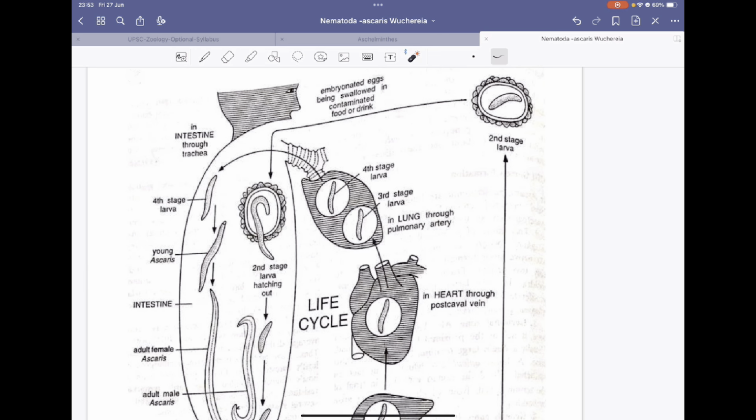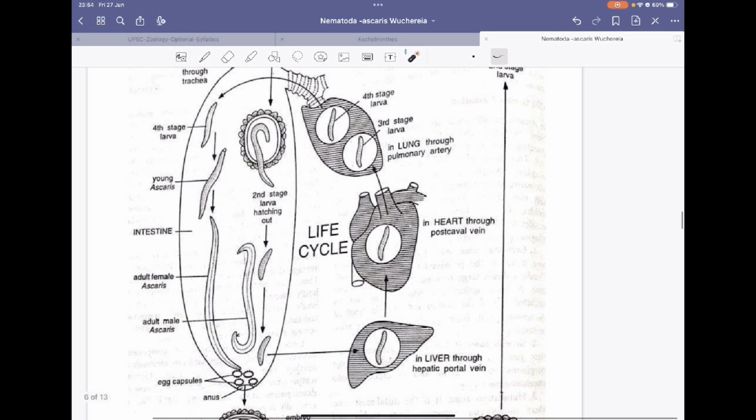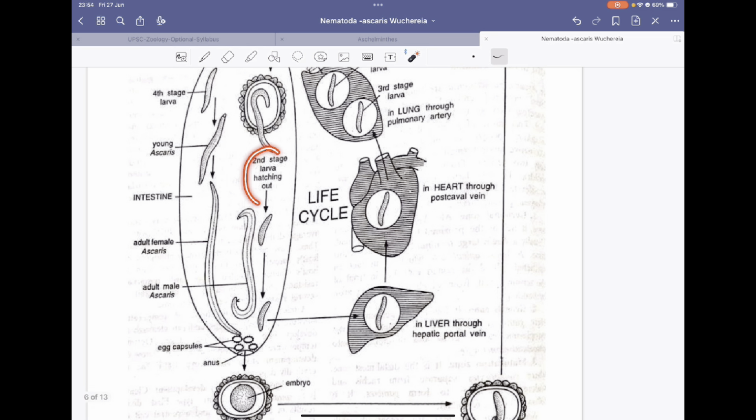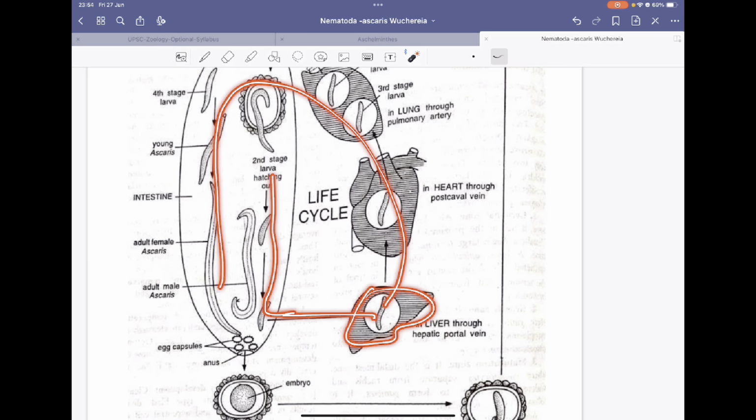When they are ingested, they will further develop in the intestine. They will undergo development and form adult male and female, and they will enter the intestines again. So here you will make one correction: the second larval stage will hatch out and enter the liver, and they will not show any development in this case. So they will hatch out and enter into the liver, and the cycle will go on until they develop or mature in the intestines.